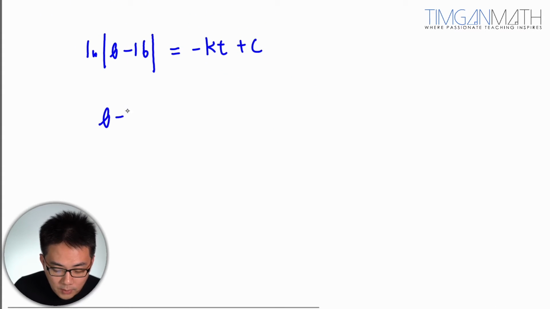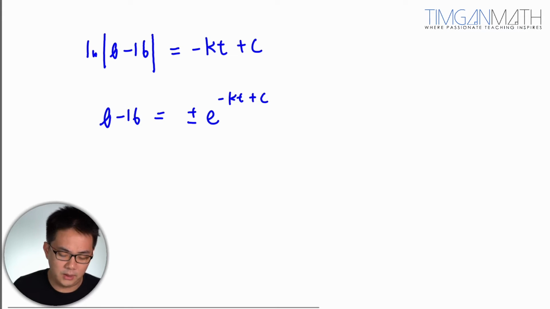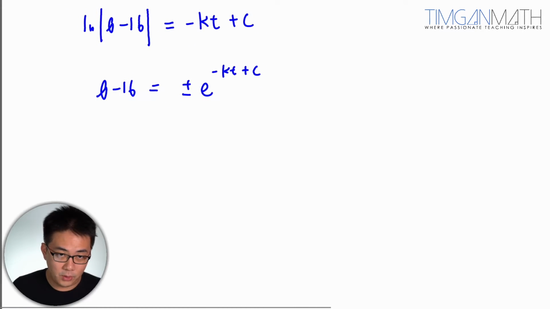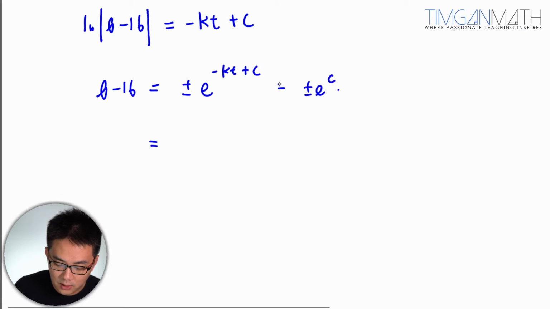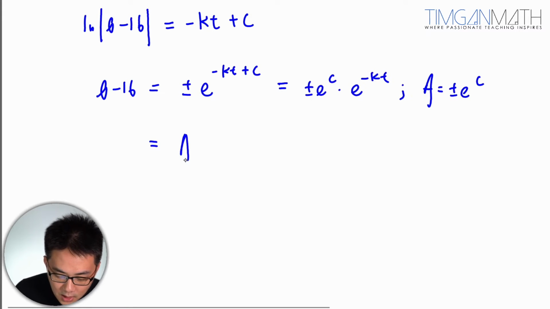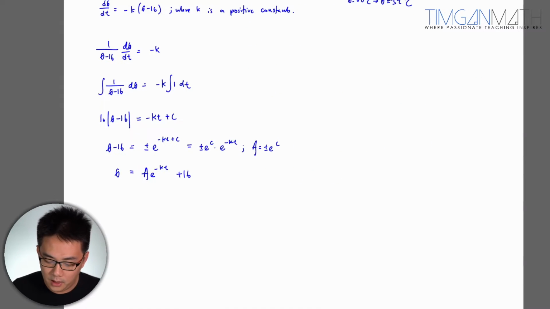So theta minus 16 equals plus or minus e to the power of minus kt plus c. Okay, plus minus because it's a modulus here. So in this case, what we're going to get is plus minus e to the c, multiplied with e to the minus kt. A would just be plus minus e to the c. There you go. So theta will be A e to the minus kt plus 16. Alright, so I just leave it there.